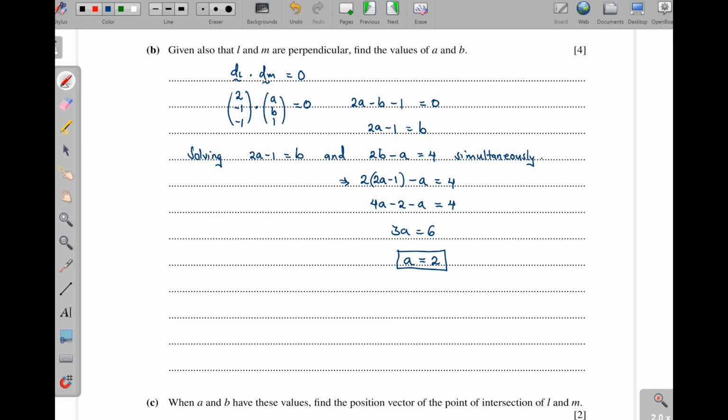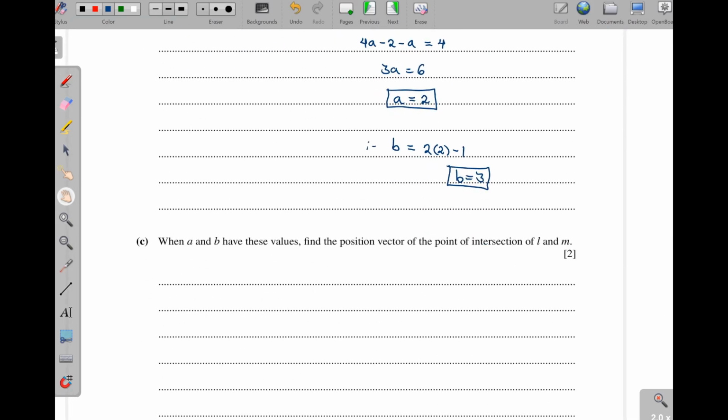Therefore, what will be the B? B will be, I'm substituting maybe in this one or this, you use whichever you want. So it will be 2 times 2 minus 1. If I use this one here, 2 times 2, that is a 4. Then 4 minus 1, that one gives us a 3. So B is 3 and then A is 2.